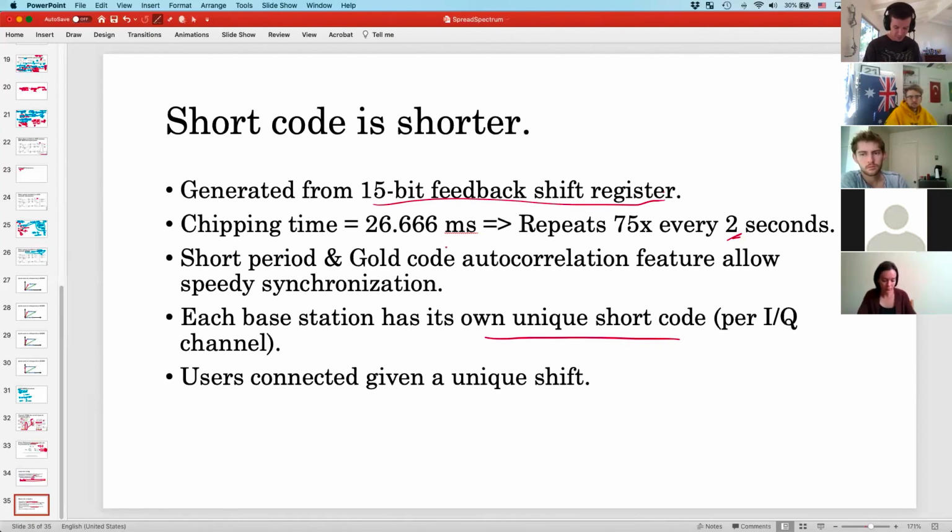And if you are familiar at all with chipping codes, in 228 I used to ask a question about gold codes, and this is one implementation where gold codes are used. I'm out of time, but if you're interested, the short code is typically what's called a gold code.